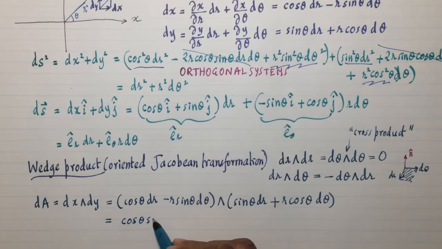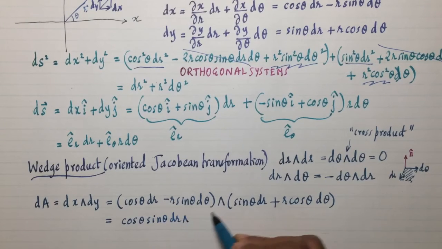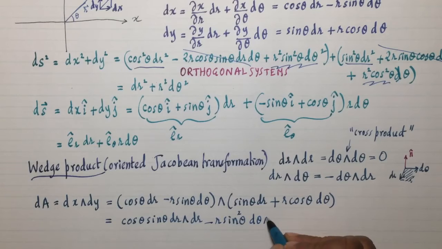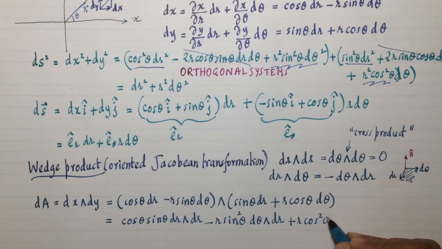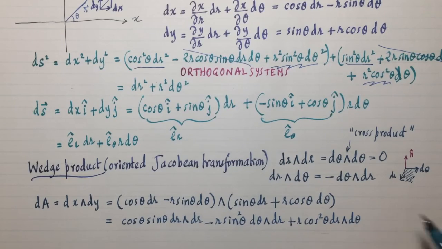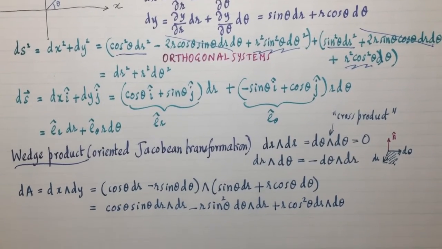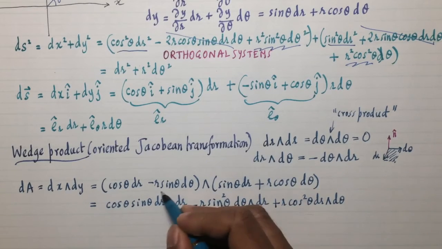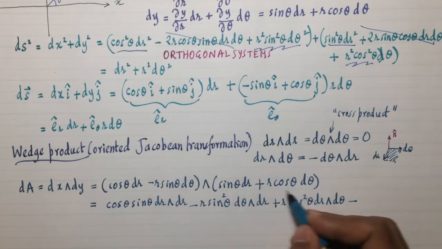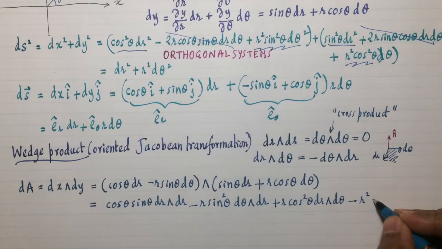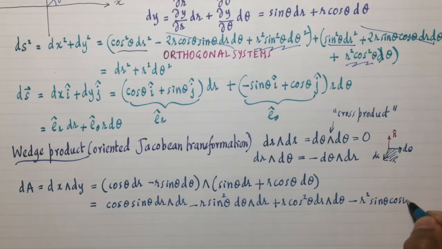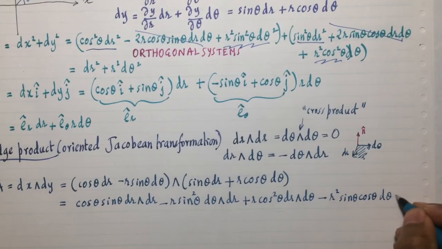Let me write everything out. dr wedge dr, and then negative r sine theta, which is sine squared theta, d theta wedge dr, and then I'll have these terms. So I get plus r cosine squared theta dr wedge d theta, and then negative and negative is positive, negative r squared sine theta cosine theta d theta wedge d theta.